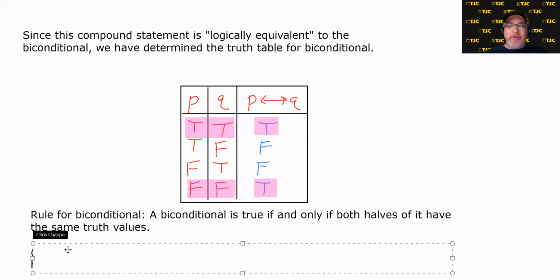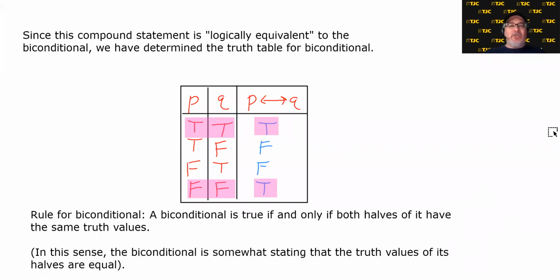All right, one last comment about this. In this sense, the biconditional is somewhat stating that the truth values of its halves are equal. I'm a biconditional. I'm true because the guys on both sides of me are matched. They're equal. They're either both T's or both F's. So you can almost think of the biconditional as an equal sign. And then whether it's true or false depends upon whether or not both sides of it are equal. All right, and that wraps up the basic truth table for biconditional. The next few videos in the series are just going to be working examples because trust me, these take some practice.